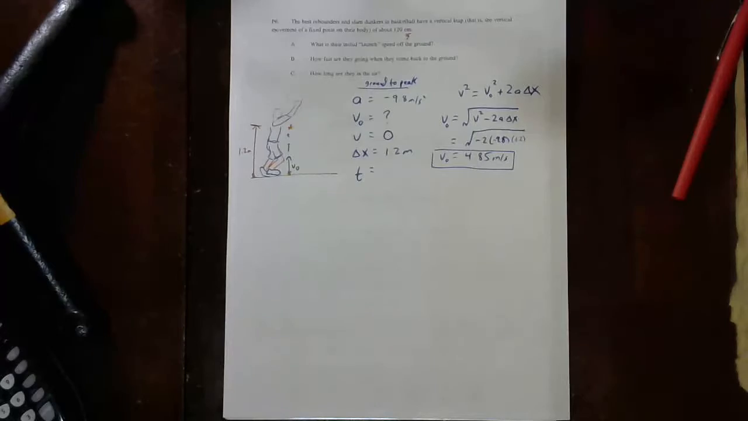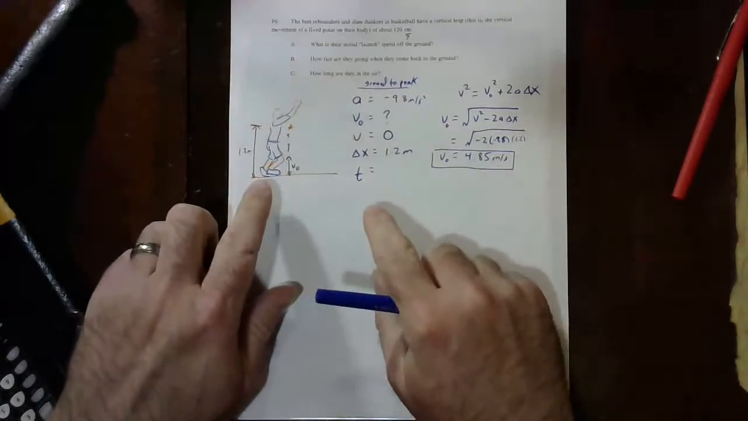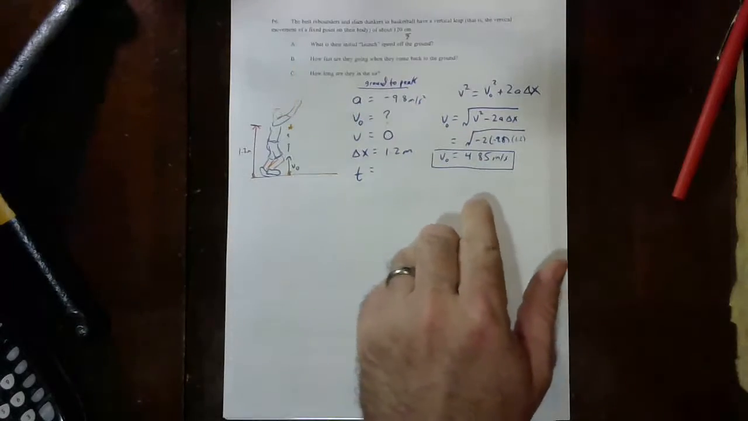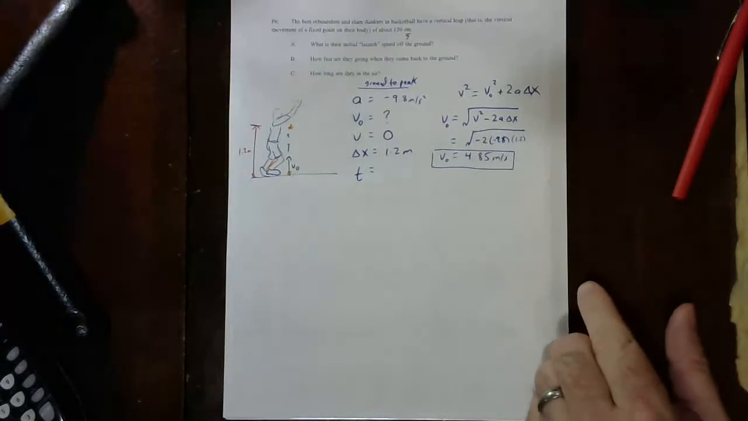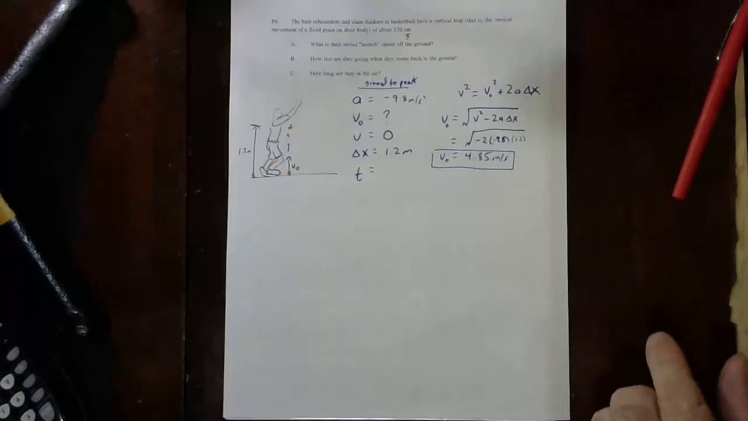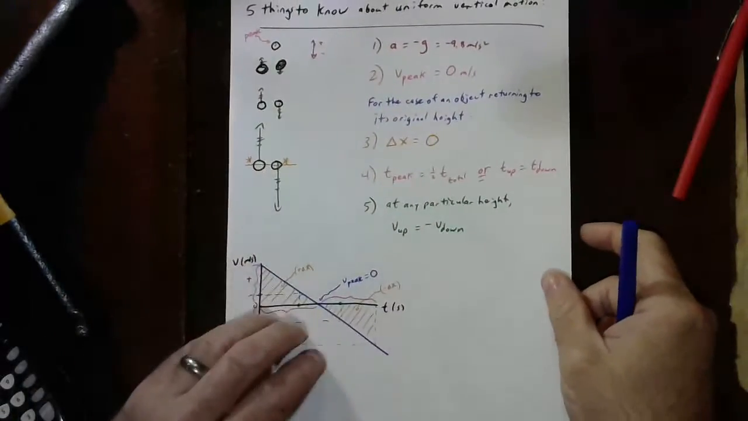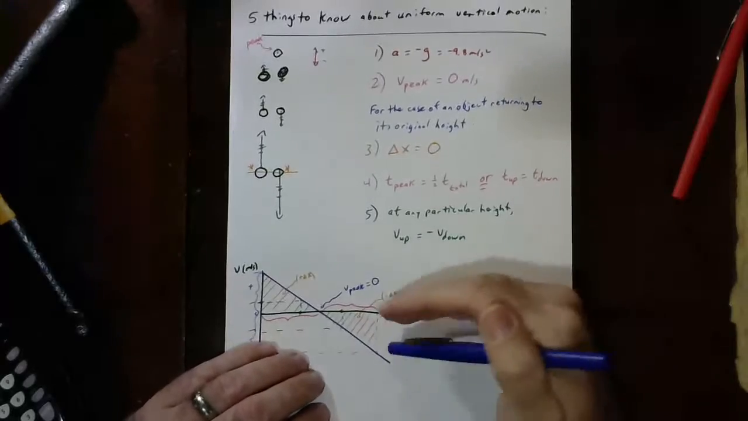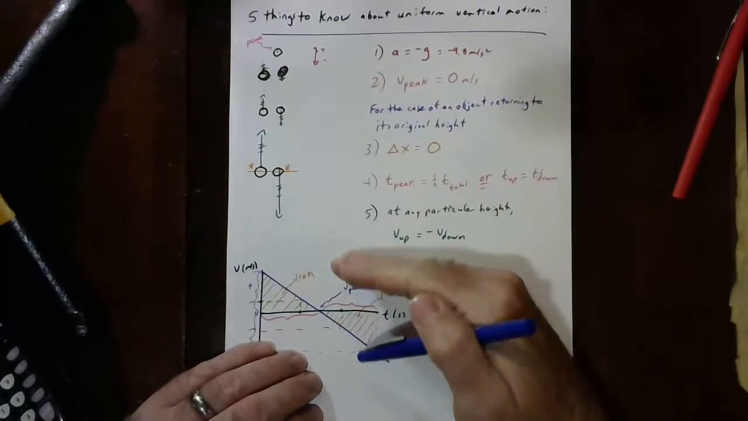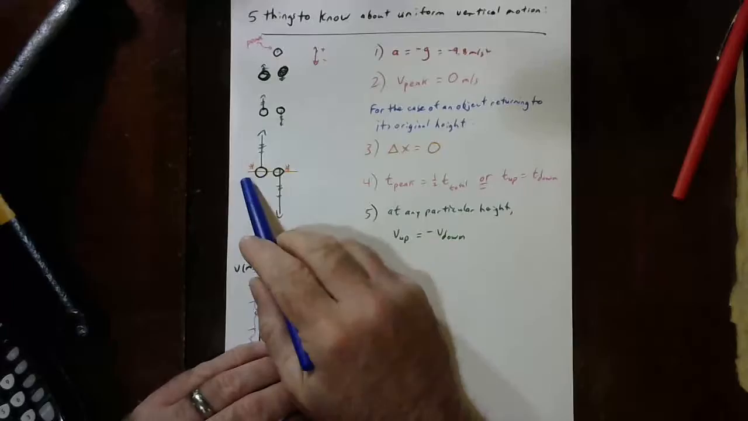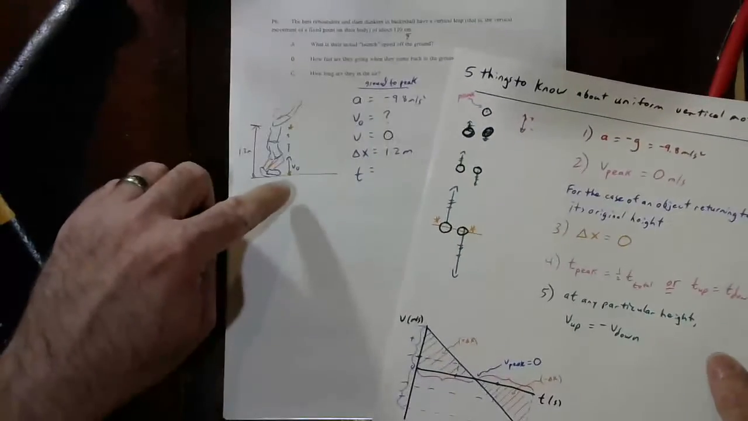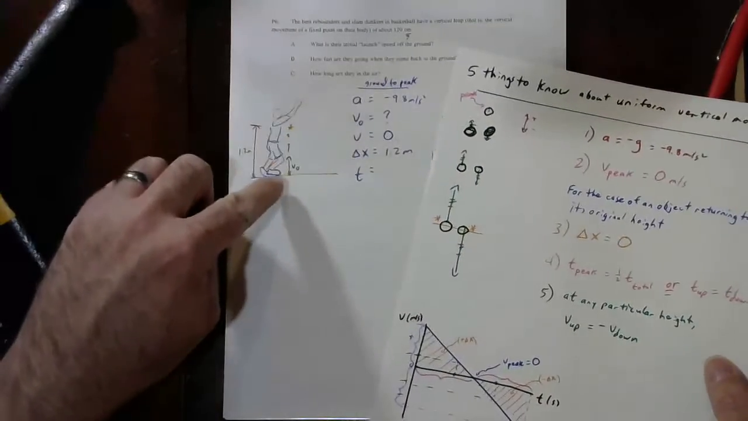Part B asks, how fast are they going when they come back to the ground? Well, we'll recall, we explored this back in problem 3. We said this is one of those special cases we talked about, problem 3, 5 things to know about uniform vertical motion. When we take off, go up, and end up coming straight back down, and ending up at the height that we started at, that's what's going to happen here. You're going to jump up and end up landing back on the ground.